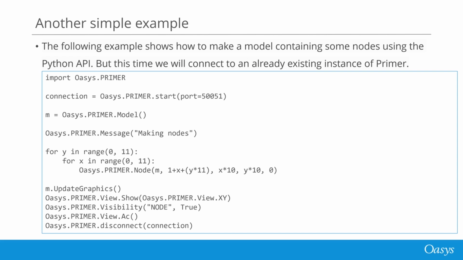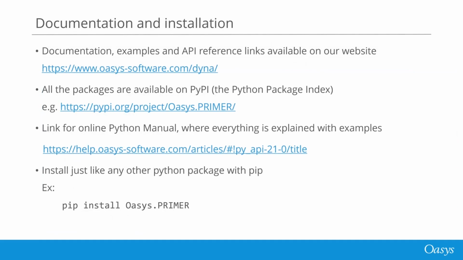Documentation, examples and API reference links are all available on our website oasyssoftware.com/dyna. All the packages are available on PyPI, the Python package index. You can install the packages just like any other Python package with pip. For example, to install the primer package, you could type in pip install oasys.primer.